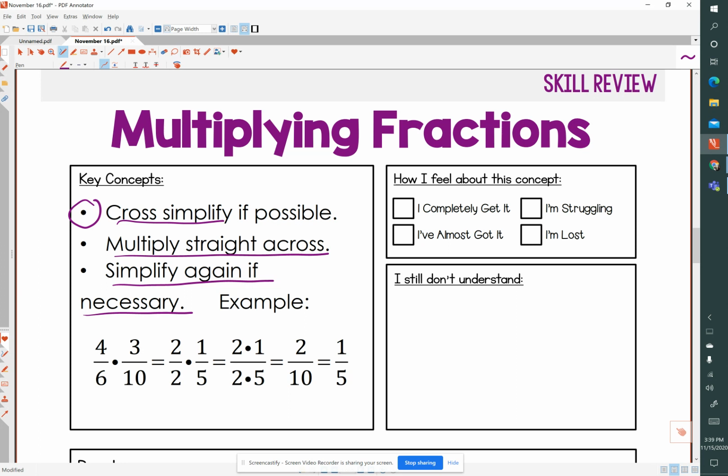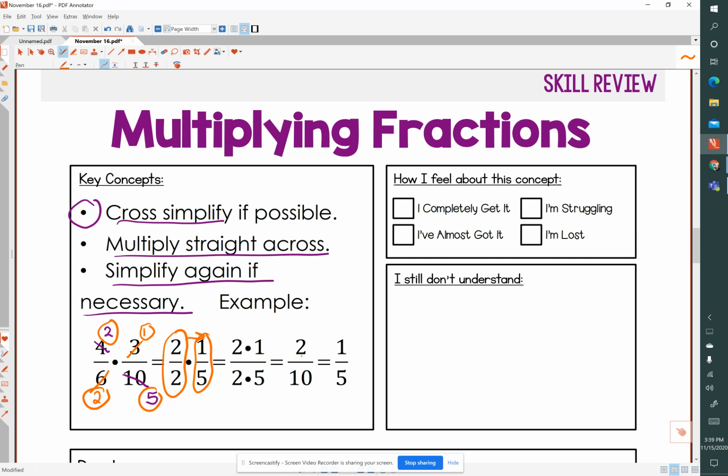For example, we have 4/6 times 3/10. Well, 4 is divisible by 2, so 4 divided by 2 is 2. 10 is divisible by 2. 10 divided by 2 is 5. 3 is divisible by itself. 3 divided by 3 is 1. 6 is also divisible by 3. 6 divided by 3 is 2. That gives us 2/2, which we see right here, times 1/5. Now we multiply straight across.